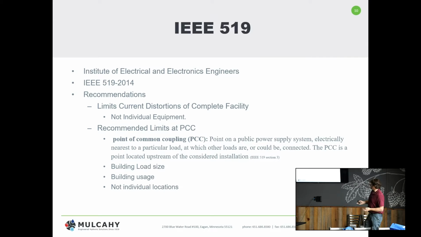And what is the point of common coupling? A good rule of thumb is basically it's where the meter socket is. It's not quite exact for every single building and every situation, but that's a good general idea to keep in mind. How do they determine those limits?